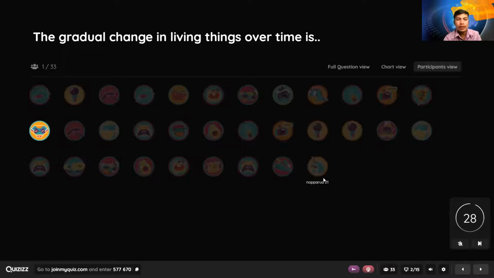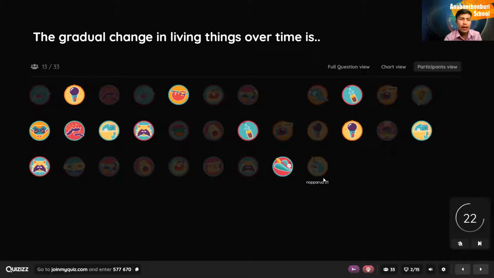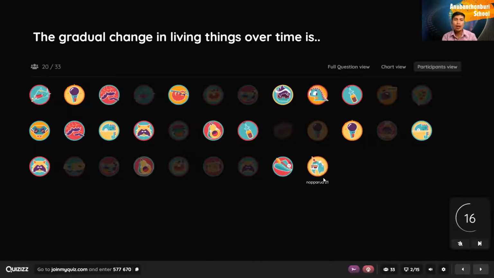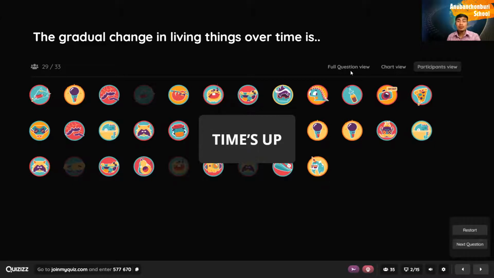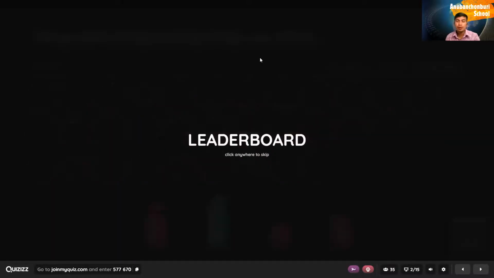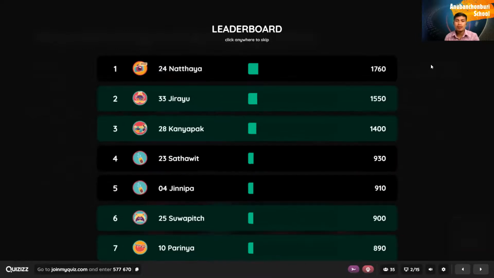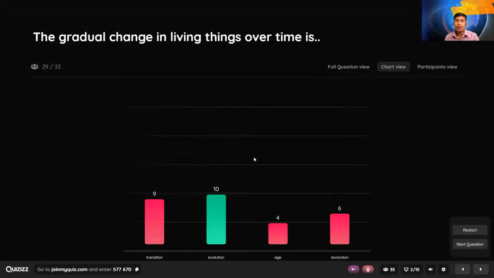The gradual change in living things over time, like a cat. There are different types of cats: a big cat, a small cat, a long cat, a hairless cat. Different types of cats. So what do you call it? Dogs, there are big dogs, small dogs, chihuahuas, husky. No? Okay. So what's the answer? Evolution, right? Should be evolution. Okay. So evolution is the correct answer.